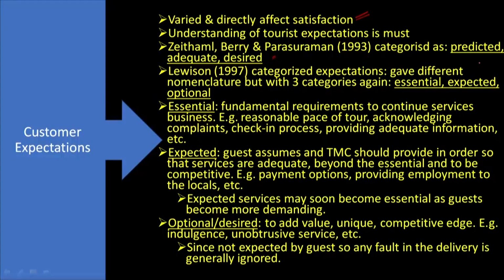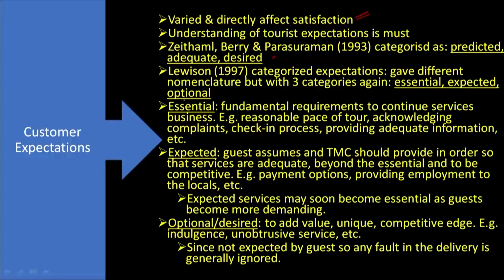So, they might have given 2 different names, but if you look at them, what kind of services can be expected are going to be more or less the same. Now, next is expected. What Lewinson said expected is what Zeithaml, Berry and Parasuraman said adequate. Why? Because expected is something which is beyond essential. This must be there kind of a thing, and here adequate means sufficiently delivered. So that way expected and adequate are also the same thing, just two different names.